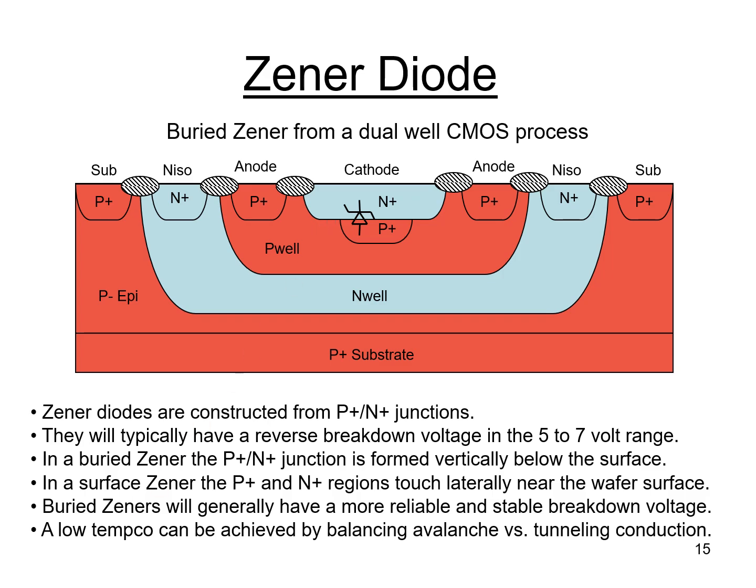Now the device engineers tell me that a low tempco on the breakdown voltage can be achieved by balancing avalanche versus tunneling conduction, and that's done by changing the relative dopant levels of the N+ and P+ regions. If this is done just right, you'll achieve a breakdown voltage somewhere in the 5.1 to 5.4 volts, and it will be very stable over a wide range of operating temperatures, and that's very nice from a circuit design standpoint.